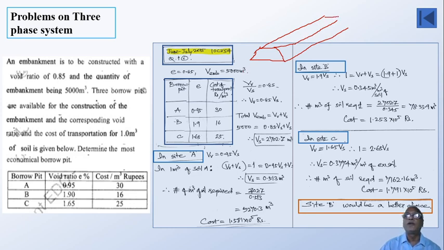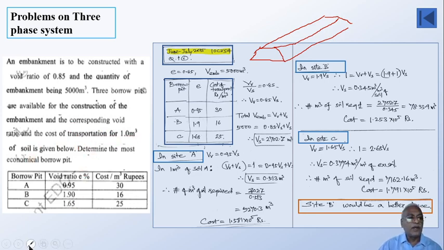The volume of embankment that they say is 5000 meter cube, and after compaction and all, it should have a voids ratio of 0.85. So this much embankment is to be constructed. That is the requirement. Now they further say there are three borrow pits available for the construction of the embankment. Borrow pits in the sense you have to bring the soil from there. The corresponding voids ratio and cost of transportation per meter cube of soil is given.